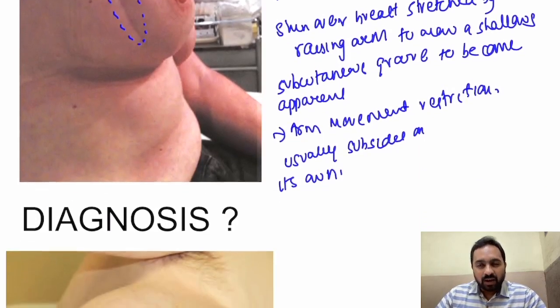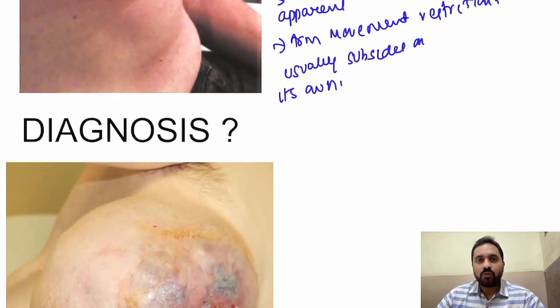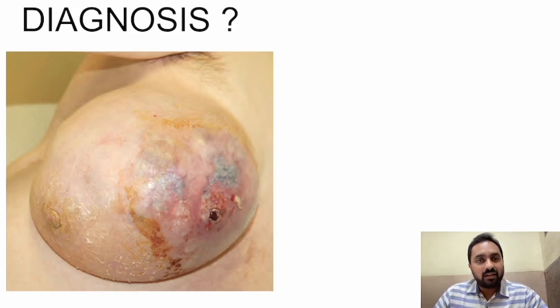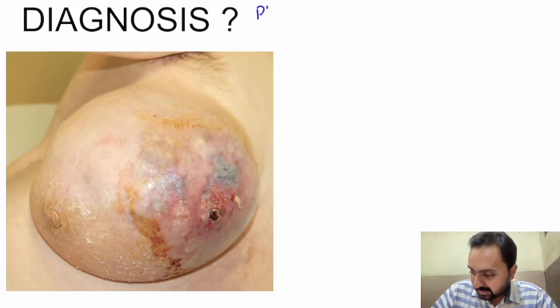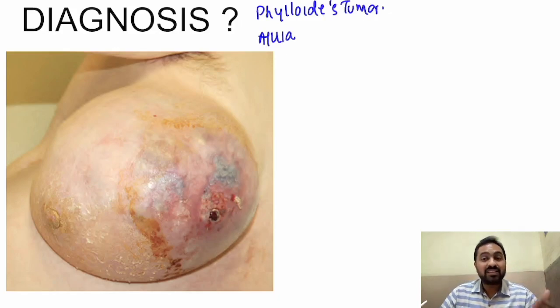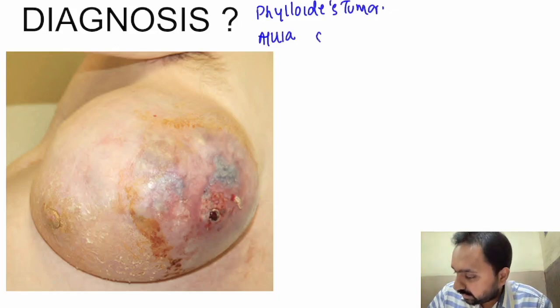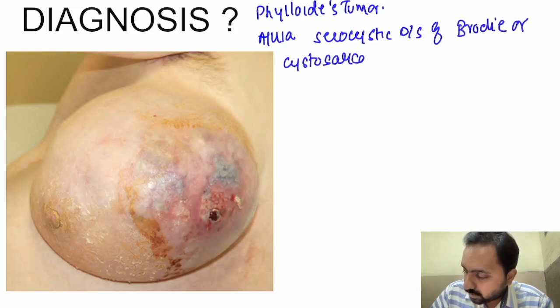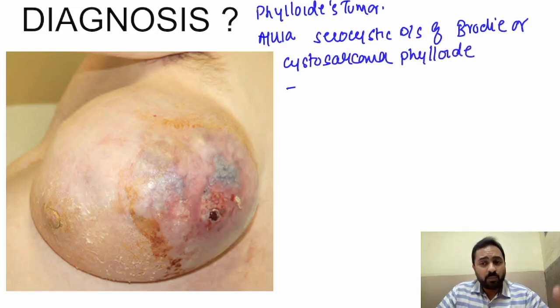Now, coming down to the last topic of discussion in this video. So what is the diagnosis for this image? This image is again also taken from Bailey and Love 27th edition. So yes, this is phyllodes tumor, right? It is also known as what? Serocystic disease of Brodie, right? Also known as serocystic disease of Brodie or cystosarcoma phyllodes.